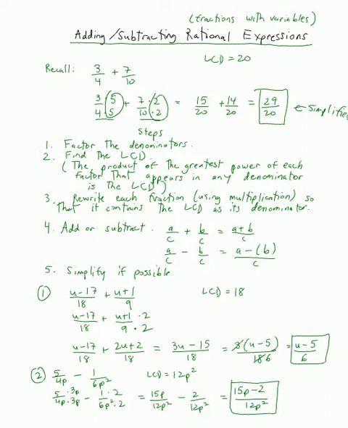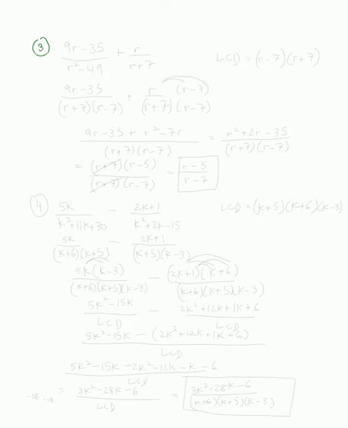Okay, let's get a little more challenging. 9r minus 35 over r squared minus 49 plus r over r plus 7. Okay, so let's reread our steps. Step 1 was to factor the denominators, and notice this is our first problem where the denominators can be factored. So, the first one is a difference of squares. So I have r plus 7 times r minus 7. And the second one is just itself.